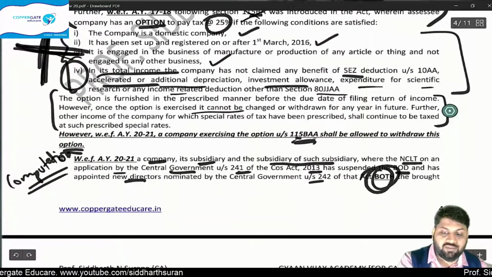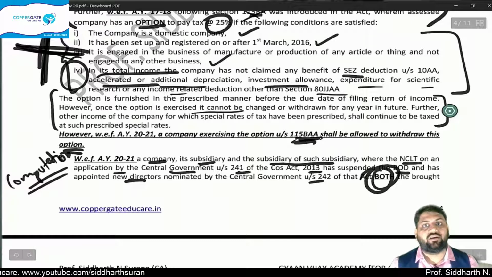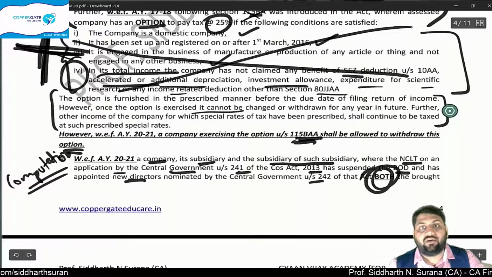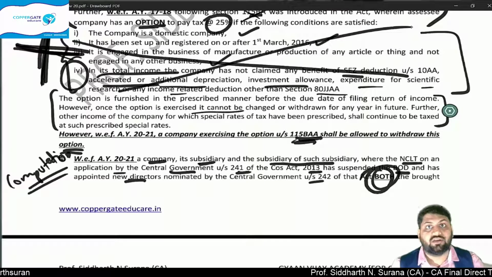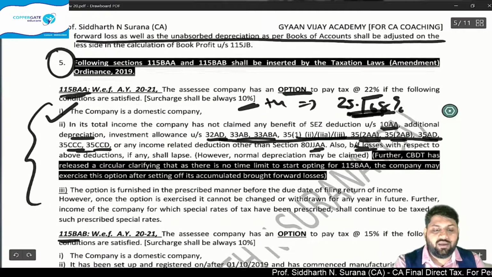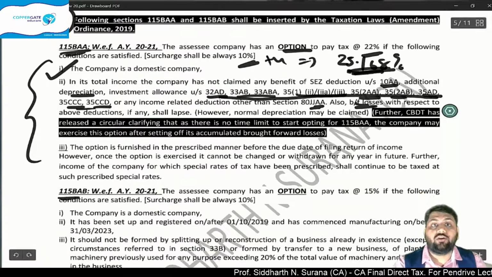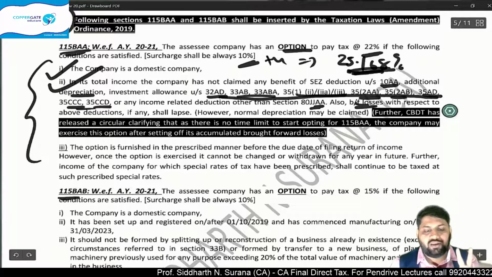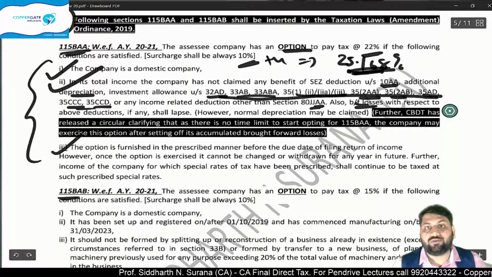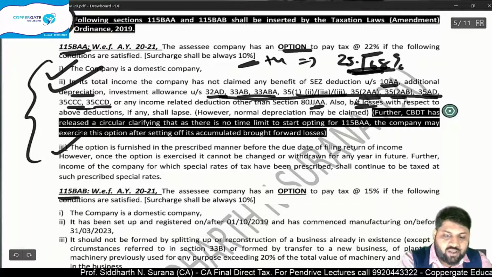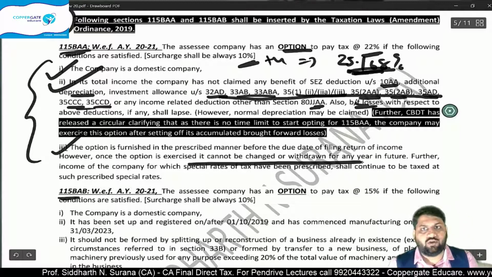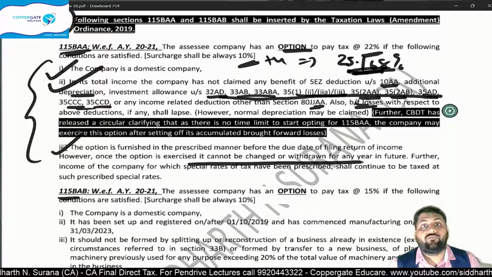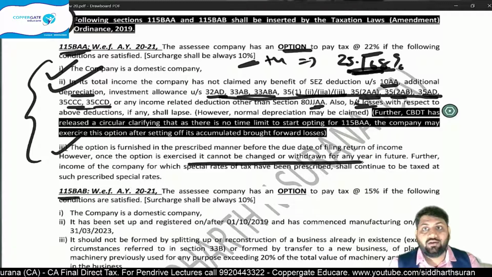And that is why we brought this amendment, that any company going in 115BAA will be allowed to leave 115BA. In fact, 115BA had more conditions. You had to be a manufacturing company. In BAA, you don't even have that rule. Manufacturing or non-manufacturing, all companies will be allowed. Domestic company, second point, leave all your tax benefits, and third point, exercise your option before due date of filing return. And once you exercise the option, you cannot change. So you will have to leave all your tax benefits forever. Are you understanding?